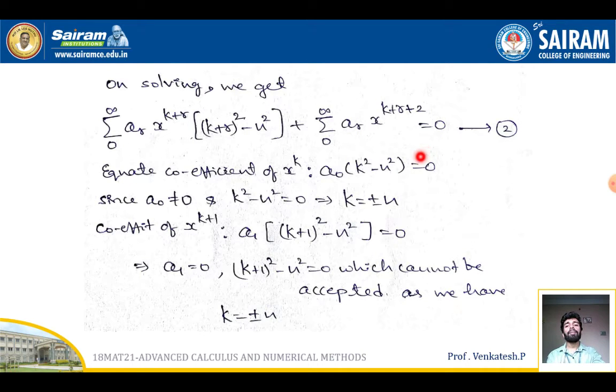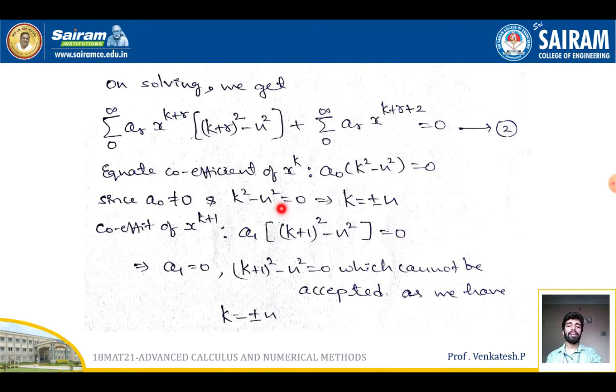Now if I replace r is equal to 0 here, I will get only terms in x power k, so x power k will be the least term. I'm going to equate this x power k coefficient to 0. So I will get a naught (k square minus n square) equal to 0. This equation is obtained by replacing r is equal to 0 in the entire equation and taking the lowest term, that is x power k, and equating its coefficient to 0. Since a naught cannot be equal to 0, I will take only k square minus n square equal to 0.